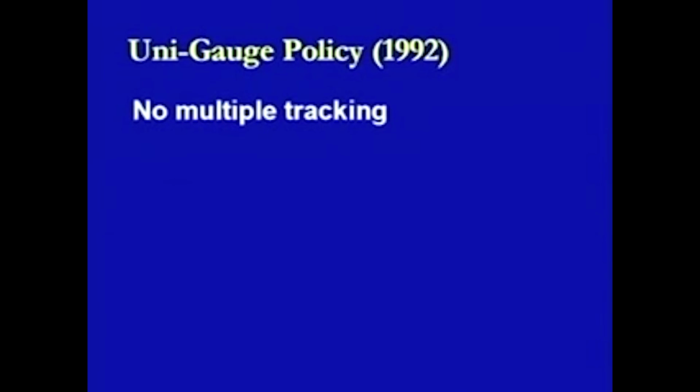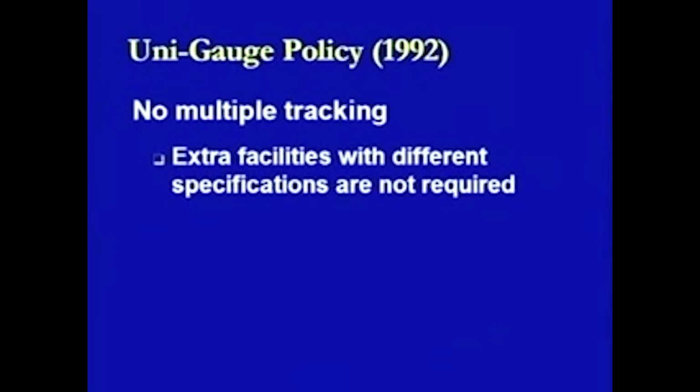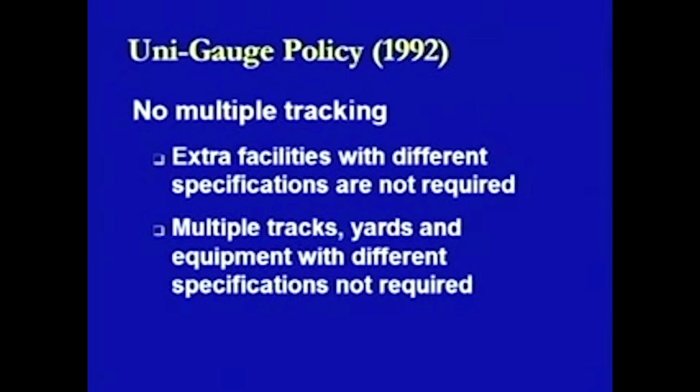Then the next aspect is that no multiple tracking will be there. In this case, extra facilities need not be provided because the specifications are the same on all the platforms, on any section or any station. Multiple tracks, yards, and equipment of different specifications again are not required. In this case, it is going to cut off the cost which is there in terms of the multi-gauge conditions.